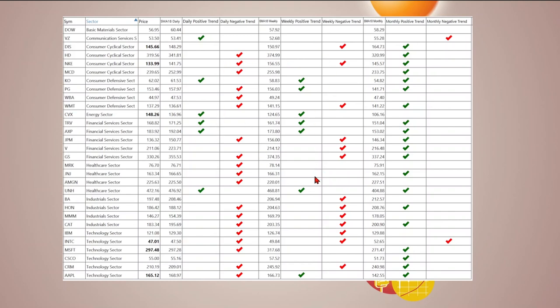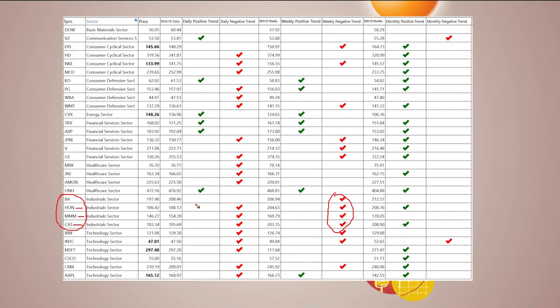The other thing that I think is interesting and a little bothersome is these red marks here representing what's going on in the industrial area. While Boeing has been in a downtrend, this is a new break. These three are new breaks in the industrial area.